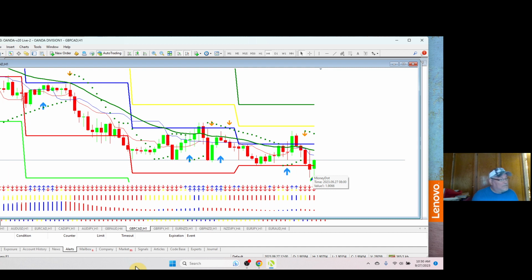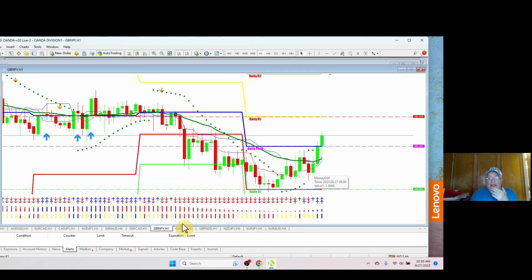Pound yen is making it push up. It's going up to here. Pound yen is going right to there, the daily R1. So it's still got, oh, not much, almost 30 more pips to go.